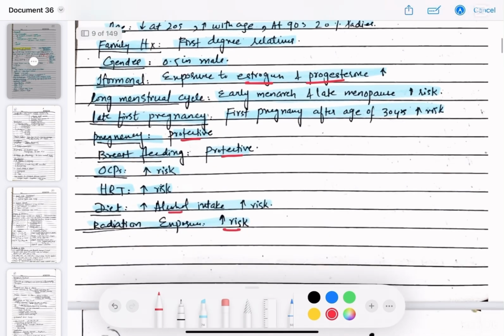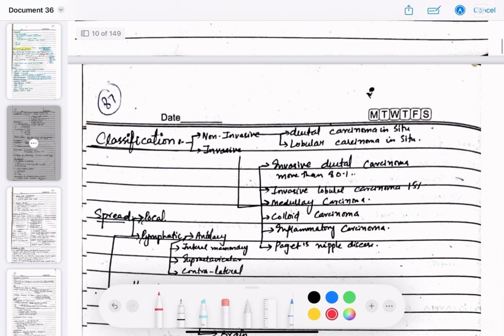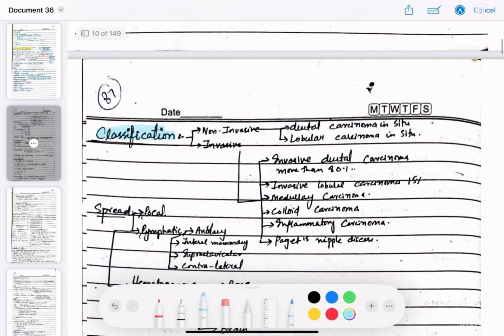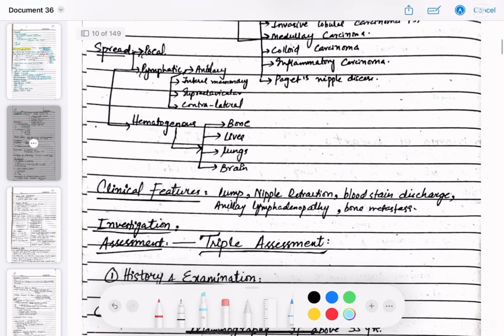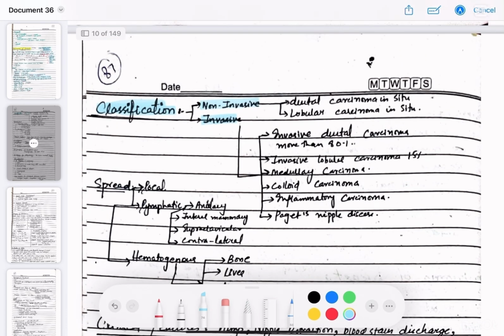Now the classification of the breast carcinoma. So we have non-invasive breast carcinoma and invasive breast carcinoma. The non-invasive breast carcinomas are ductal carcinoma in situ and lobular carcinoma in situ. And the invasive carcinomas are invasive ductal carcinoma, more than 80%, invasive lobular carcinoma 15%, medullary carcinoma, colloid carcinoma, inflammatory carcinoma, and Paget's disease of the nipple.